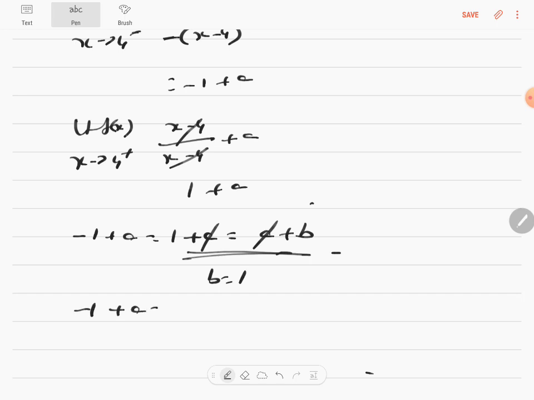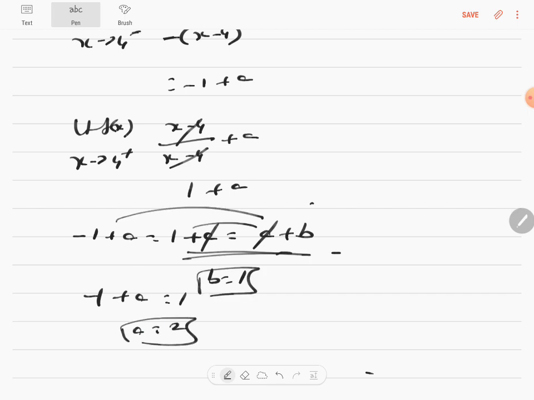Minus 1 plus a is equal to a plus b. A and a get cancelled. B is equal to what? Minus 1 plus a is equal to 1. So a is equal to 2. So thus you should equate this and this. That's all. Just equate these two equations and then solve for a and b.